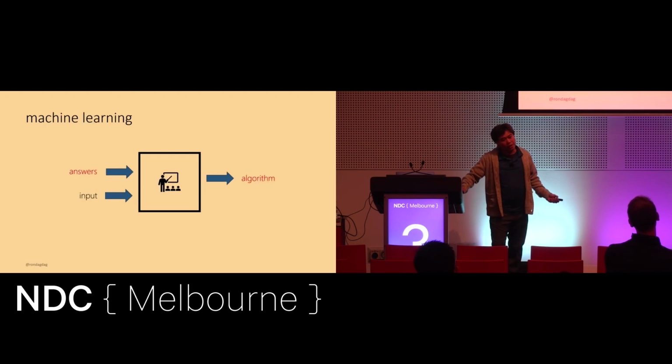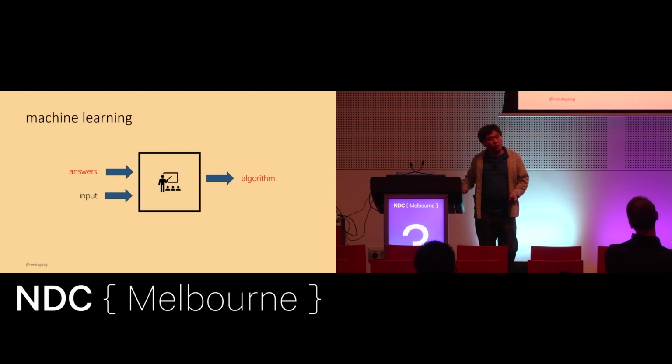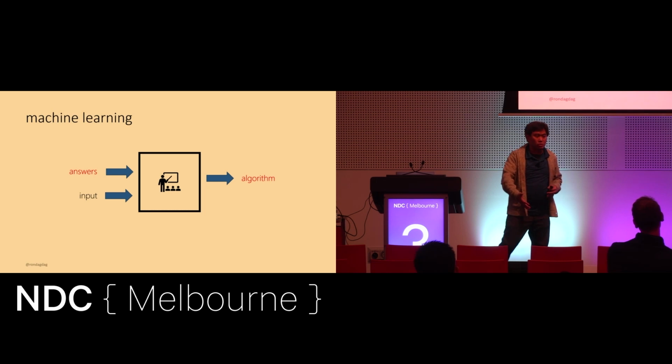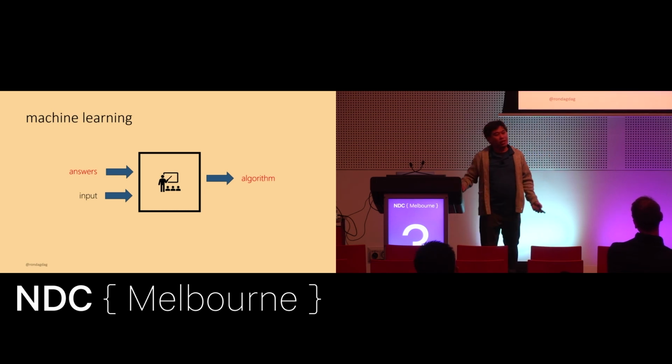For machine learning, it's the other way around. The goal is to be able to teach the computer to create an algorithm for you, and it needs lots and lots of examples or answers. So you need both, input and then answers. And then it would generate an algorithm for you.